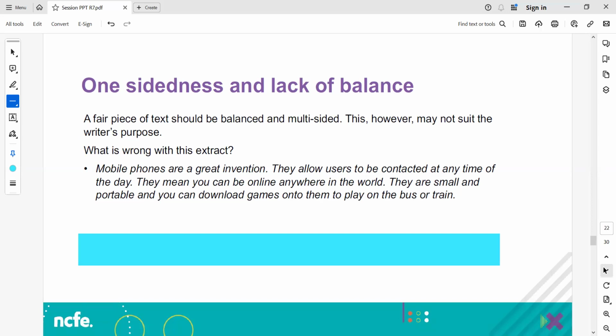Mobile phones are a great invention. They allow users to be contacted at any time of the day. They mean you can be online anywhere in the world. They are small and portable, and you can download games onto them to play on the bus or train. So what's wrong with this extract? Imagine you were thinking of buying a phone for a teenager and you're doing some research. What's wrong with this extract?